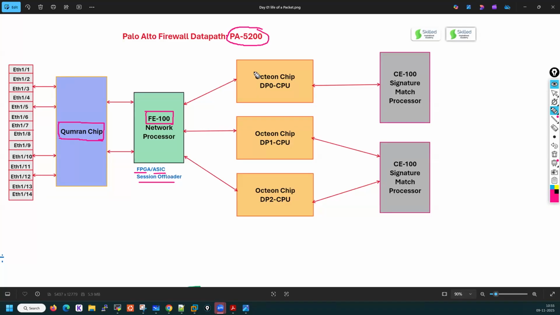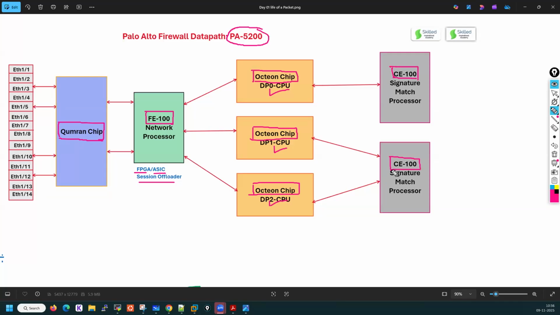And after that, we have an Octeon chip. So the data plane chip is still there, Octeon chip, DP0, DP1, and DP2. Then we have a signature match processor where they have the CE100 chip. So your Jaguar chip is replaced by the CE100 chip. That is the data path of the latest Palo Alto models.